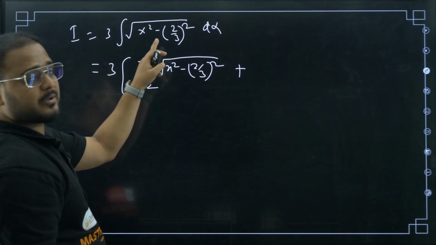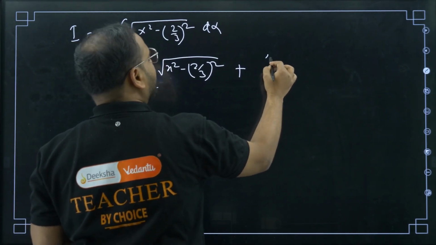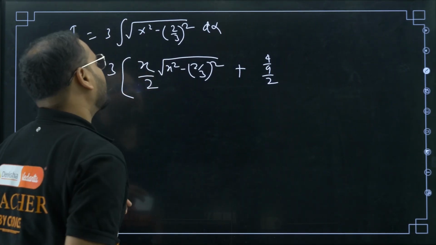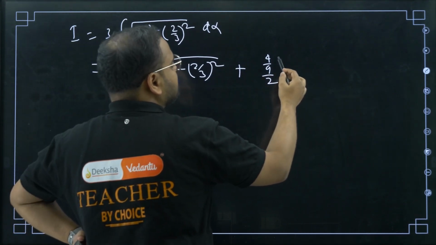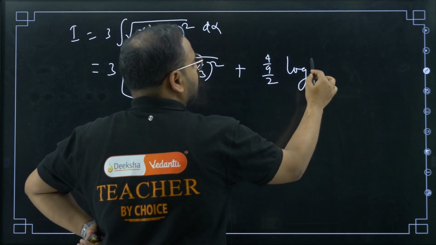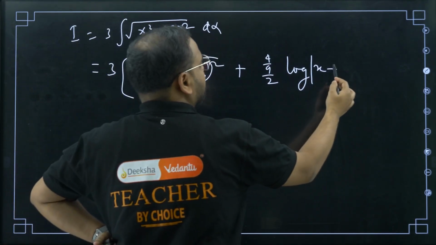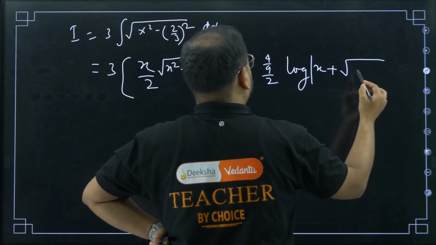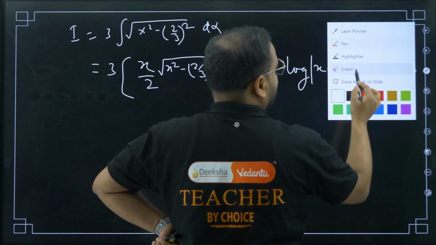This is not a square minus x square. This is x square minus a square. I have to write what? Again, a square by 2. How much is that? 4 by 9 by 2. Yes. Please check here. So I'm going to write this as log of, what did I say? X plus, what is x in this case? X plus, same thing you'll write again. So x square minus 2 by 3 the whole square. Not visible. Let me rewrite this.